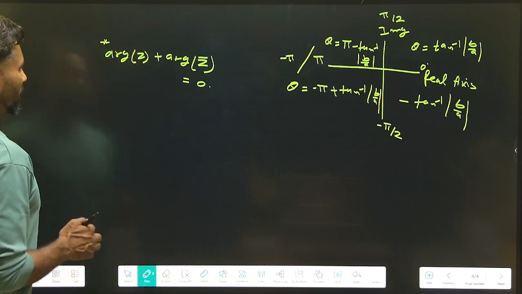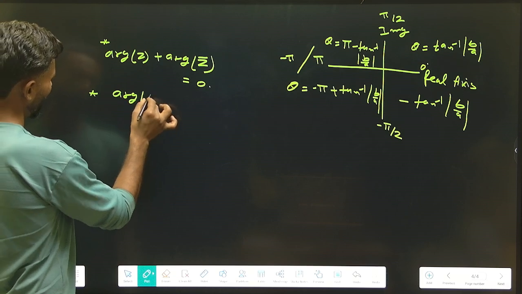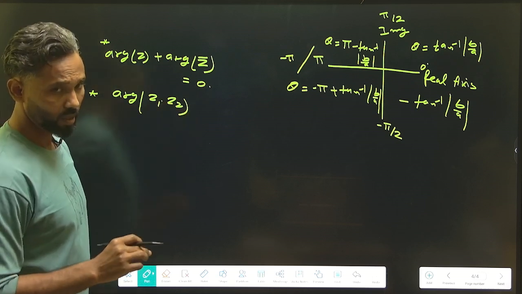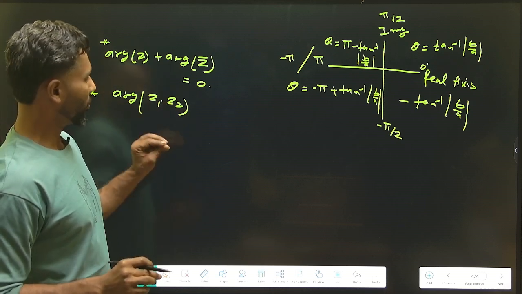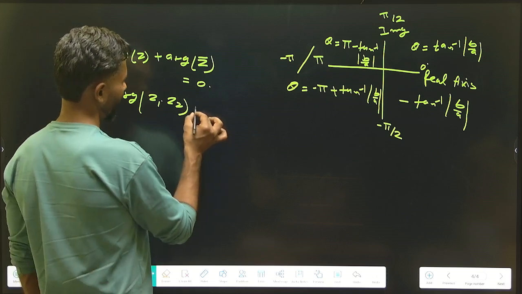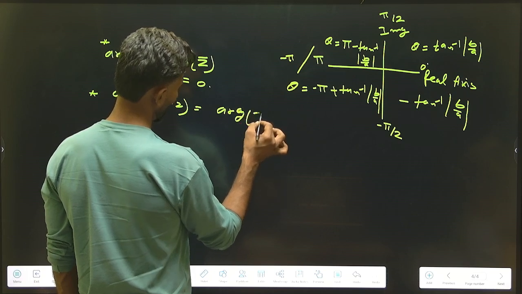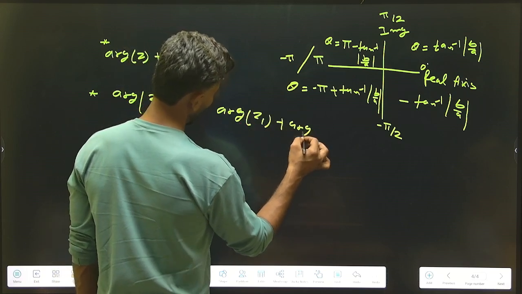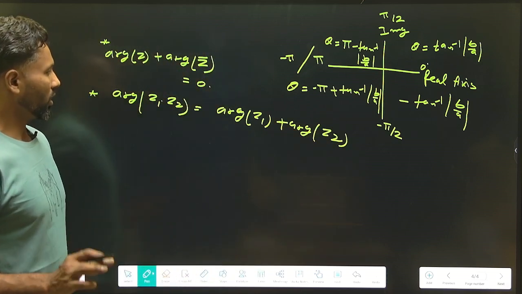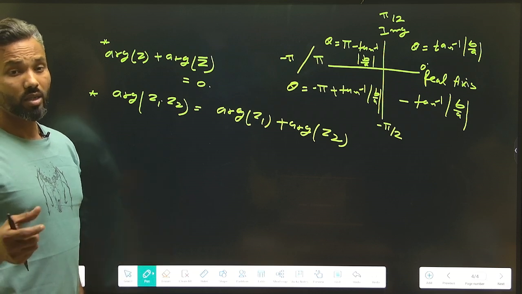Okay, the second result says that suppose you are asked to calculate the argument of z1 multiplied by z2. There are two complex numbers multiplied with each other, and you have to calculate the argument of these two. So you can say that the argument of z1 into z2 will be equal to the argument of z1 plus the argument of z2. So this is quite a simple result. These results of the argument are similar to the results of the logarithm.